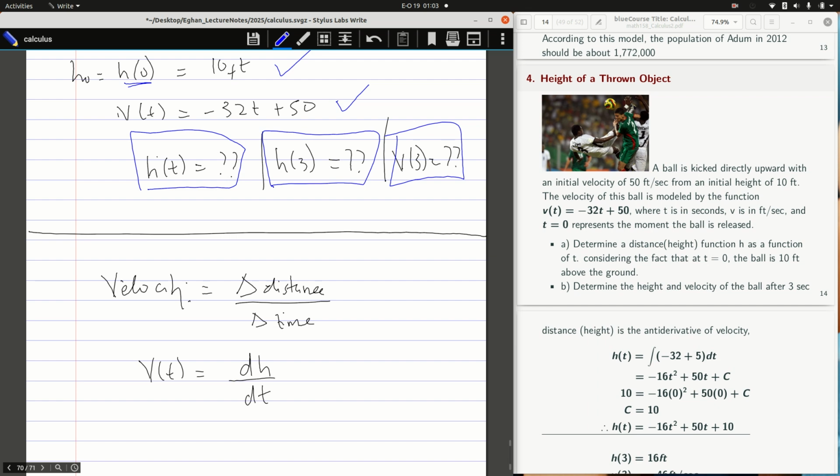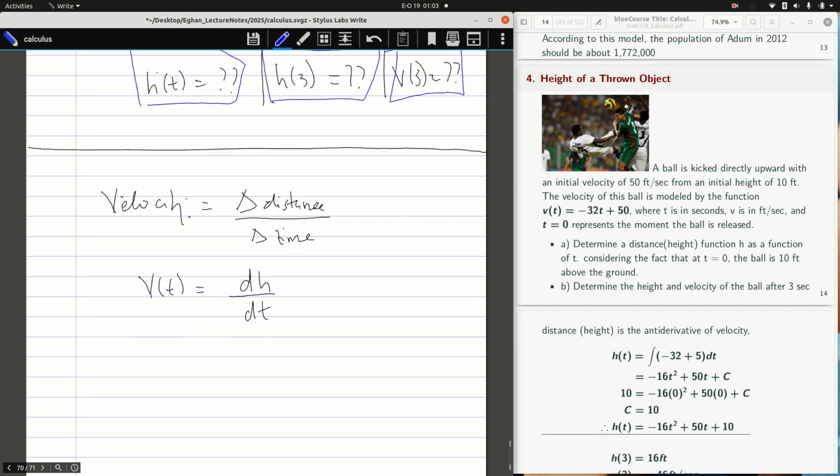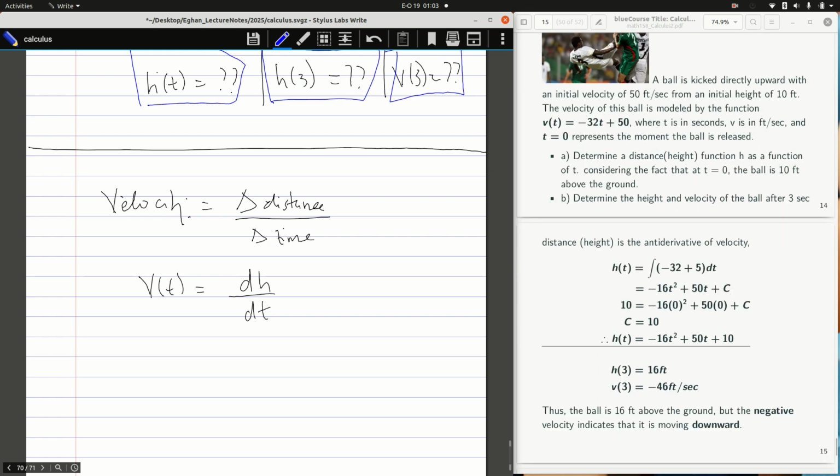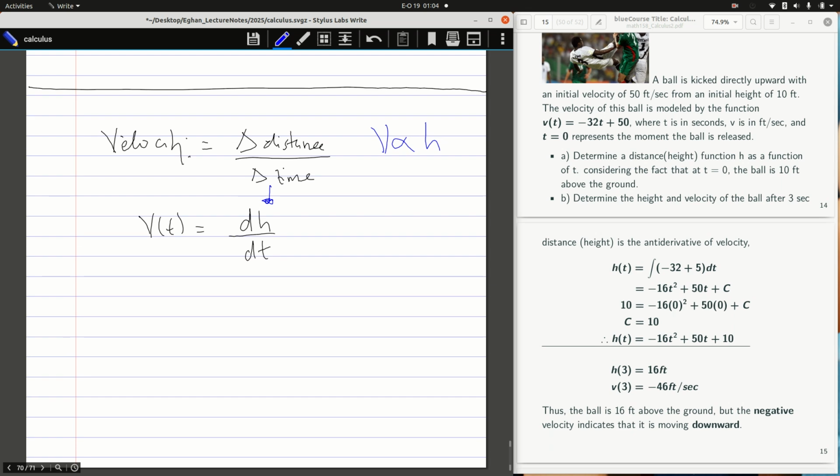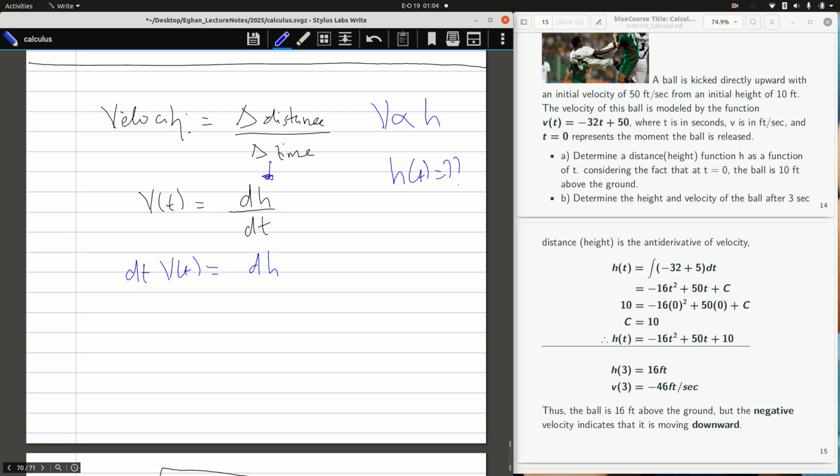So let's take the solution here. You want to start with your velocity. If you know the relation between velocity and height, you know that velocity is the change in distance with respect to time, so this is the same as dh/dt. Our interest is to find h of t. So I can multiply through by dt and have dh here. And what do I do? To get h with respect to time, I integrate both sides.